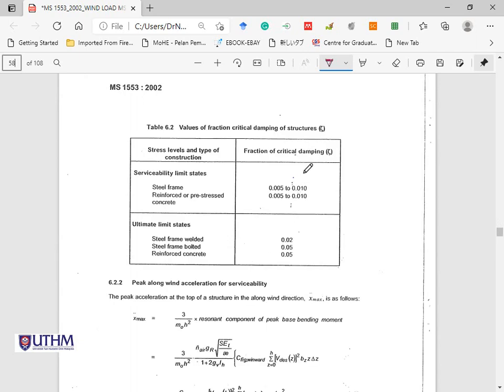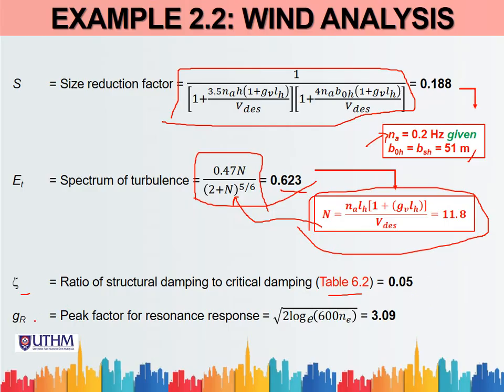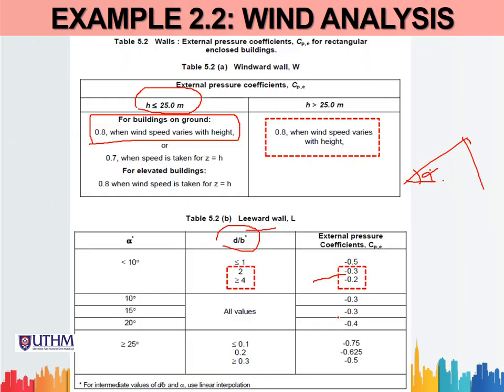Okay, so this is table 6.2. Our case is reinforced concrete. Okay, ultimate limit state, reinforced concrete structure, 0.05. And the GR, the peak factor for resonance response here, is using this equation, equal to 3.09. Okay, so this equation NE is given earlier. Saya rasa ada earlier tu. Dia kata NE or NE, yeah.